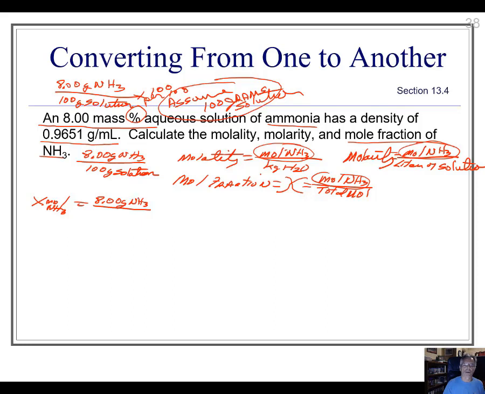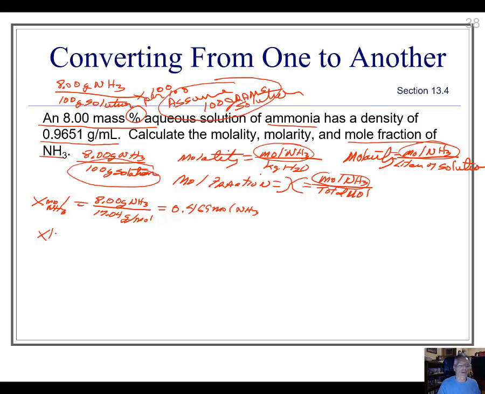Nitrogen is 14.01 plus 3.03, and that gives us 17.04 grams per mole. That gives me 0.469 to 3 sig figs. 0.469 moles of NH3. I'm going to use that throughout all of these conversions. All right, let's go for molality first.